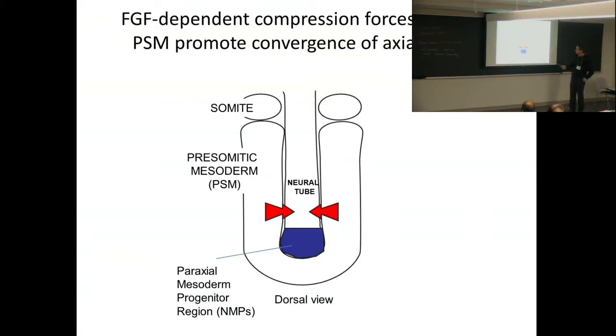So the conclusion of these experiments is that there are some FGF dependent compression forces that are involved in pushing on the posterior axial organs, the neural tube and the notochord, which probably will contribute, in addition to the convergence extension and the medial lateral cell intercalation movements that take place in these tissues, to narrowing the axial organs.